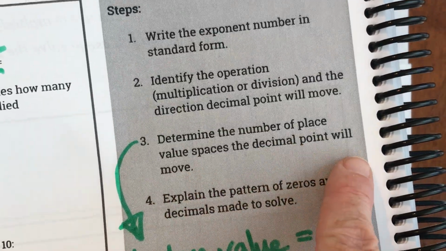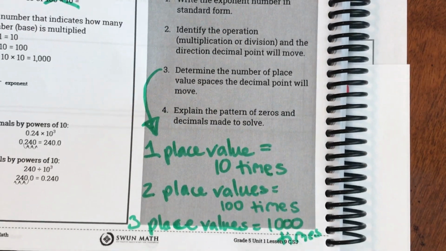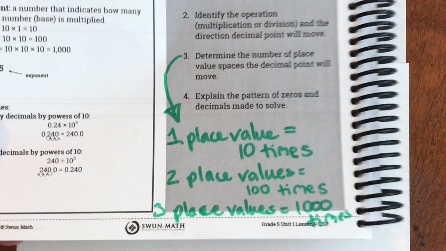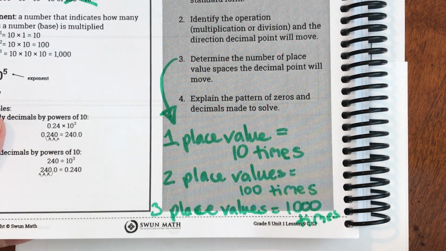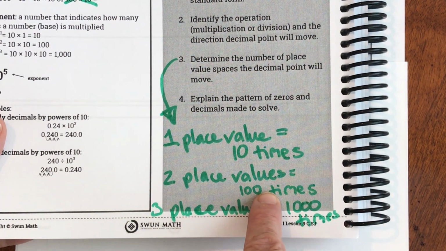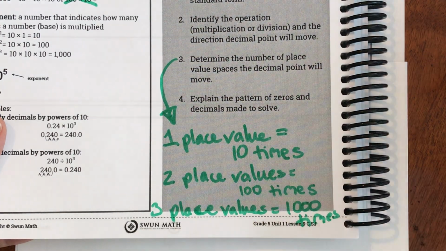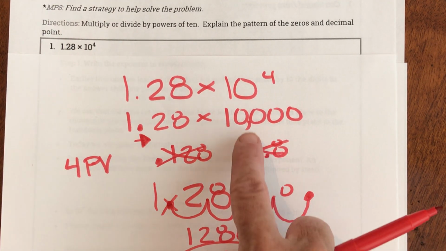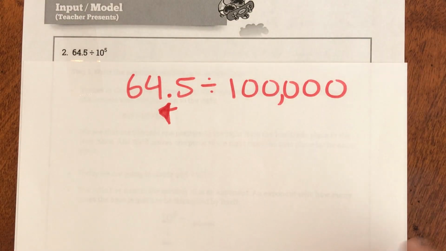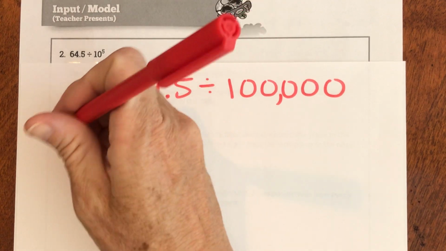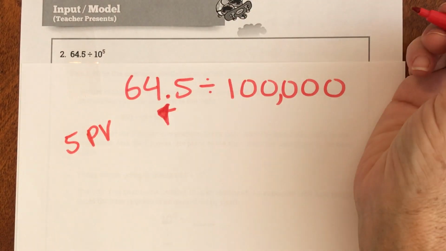Okay, let's look at our next step. Determine the number of place value spaces the decimal will move. Let's look at our step notes here. Wow, my number is 100,000. I only went to 1,000. But let's see if we see a pattern here. 1 place value had 1 zero. 2 place values was 2 zeros. 3 place values was 3 zeros. On my last one, I moved it 4 places, and this was 4. So you're seeing a pattern? I think this means 100,000, or the exponent 5, means I'm going to move it 5 place values.